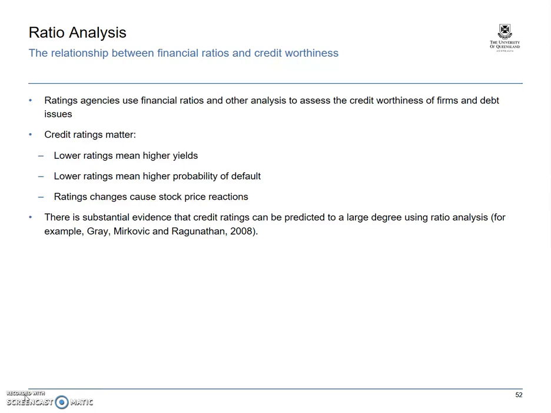And rating agency rating changes actually also affect not only debt but also equity. Obviously, if the debt market thinks that the risk of a company has increased, then that's giving information not only to debt holders but to equity holders. There's substantial evidence that credit ratings can be predicted to a large degree using ratio analysis. Steve Gray, Alex Merkovich, one of our alumni, and Vinitha, one of our other lecturers, published a paper in this regard back in 2008.